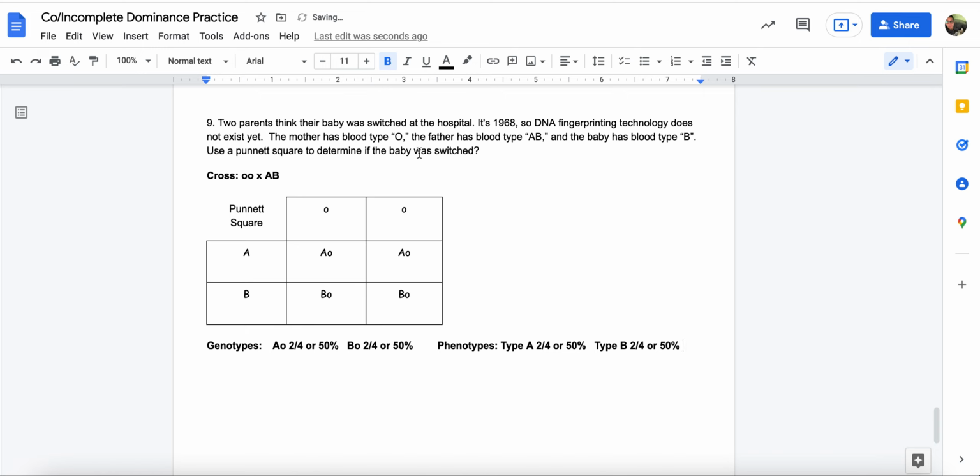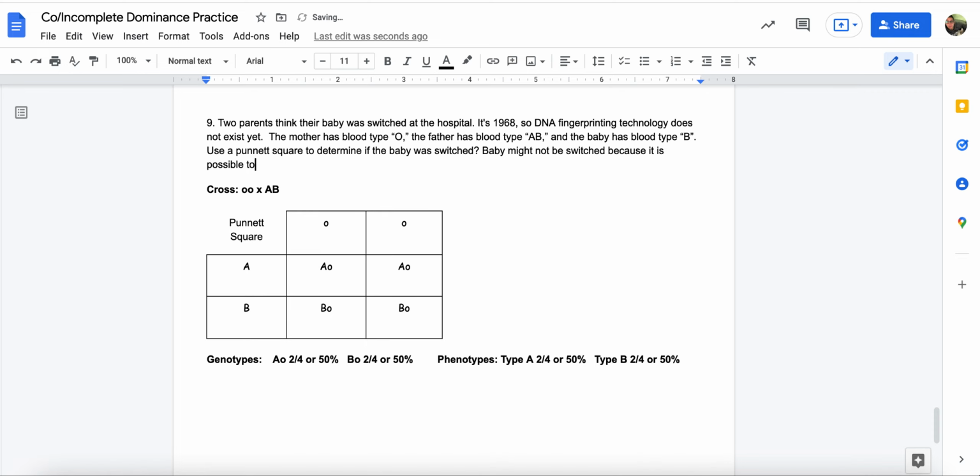So use the Punnett square to determine if the baby was switched. We would say baby might not be switched because it is possible to have a baby with blood type B. Okay, there's your answer.